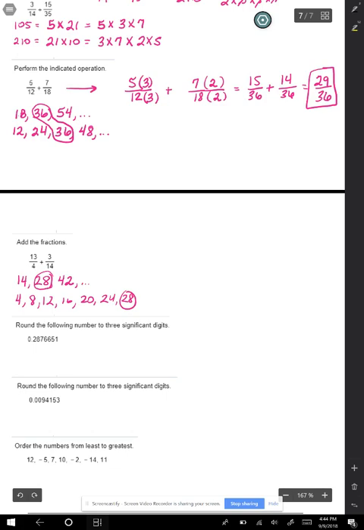If I didn't get one, then you may need to extend out the multiples of 14. So you could do 14 times 4, 14 times 5, and write those down. And you're just looking until you can get one that's the same.